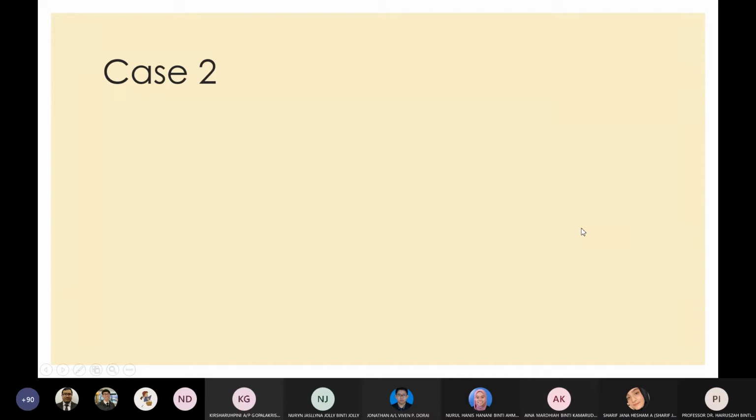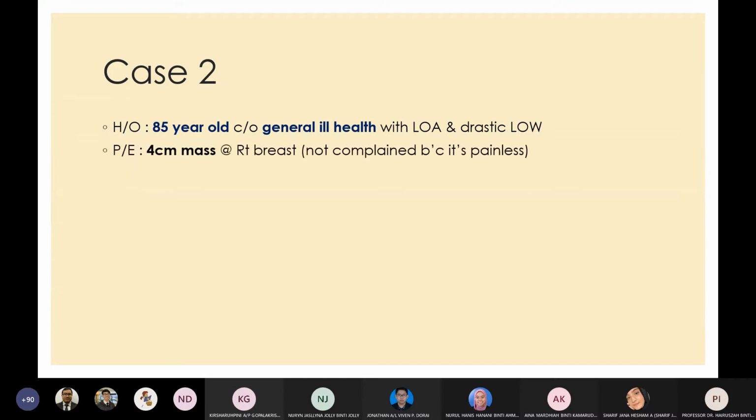Okay, case 2 is an elderly lady who complained of non-specific symptoms: loss of appetite and quite drastic loss of weight. She had not complained of any breast lump because it's painless. Take note, the majority of our breast cancer patients actually complain of a lump in the breast which is not painful.